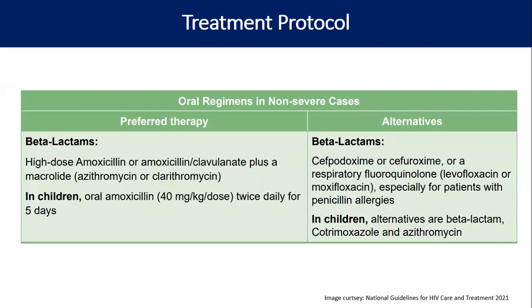The oral regimen in non-severe cases is a beta-lactam like high-dose amoxicillin with or without clavulanate plus a macrolide, azithromycin or clarithromycin. In children, oral amoxicillin 40 mg per kg per dose twice daily for 5 days. Alternatives are cefpodoxime, cefuroxime, or respiratory fluoroquinolones like levofloxacin, moxifloxacin, and especially for patients with penicillin allergies, we can go for it. And in children, alternatives are beta-lactam, cotrimoxazole, and azithromycin.